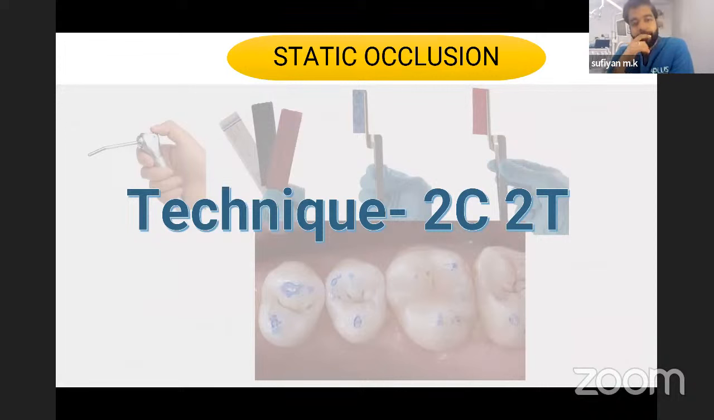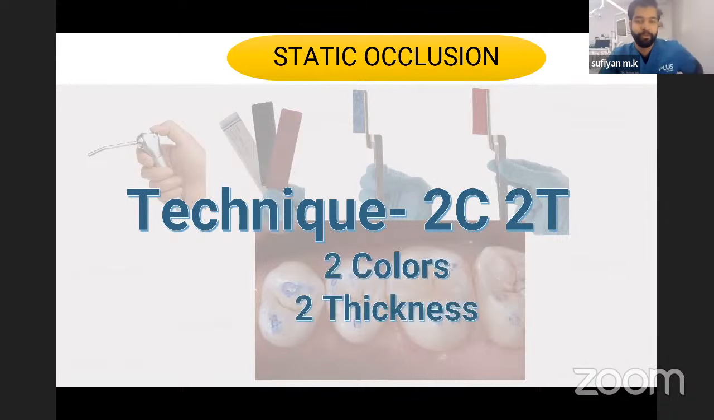So there are so many occlusal papers, as you saw in the previous slide, of different thicknesses and colors. How do I use them? Let me introduce you to the technique which I use, called the 2C and 2T technique. What is this 2C and 2T? Two different colors, blue and red, used with two different thicknesses. Imagine I'll be using this for static occlusion. I'll be using 2 colors and 2 different thicknesses. So for the blue one, I'll use a thicker articulating paper, and for the red one, a thinner articulating paper.